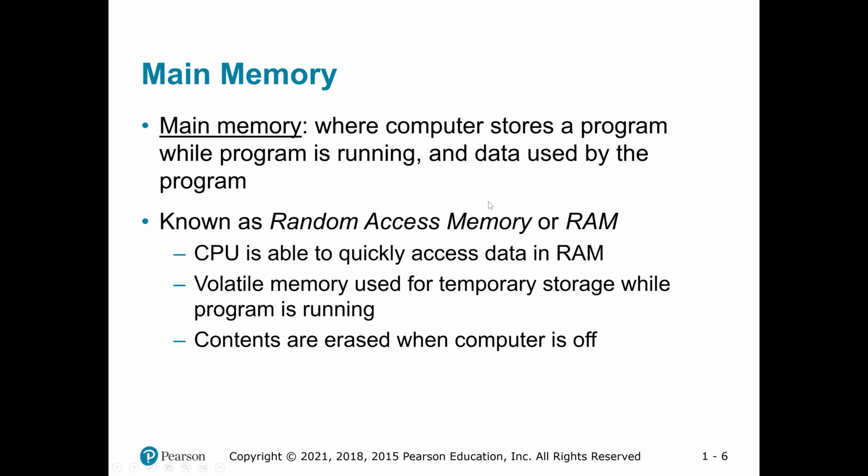And RAM is also known as random access memory. The main advantage of that is the CPU is able to quickly access data in RAM. So RAM is pretty efficient. If you have something in your RAM, most likely it will be accessible pretty fast. This is called volatile memory. Why is it called volatile memory? Because all the things you are writing in RAM, or the CPU is writing, will be gone as soon as you turn off your computer. So make sure if you want to save something, you need to store that into your hard disk, right? The secondary device. Contents are erased when the computer is off.